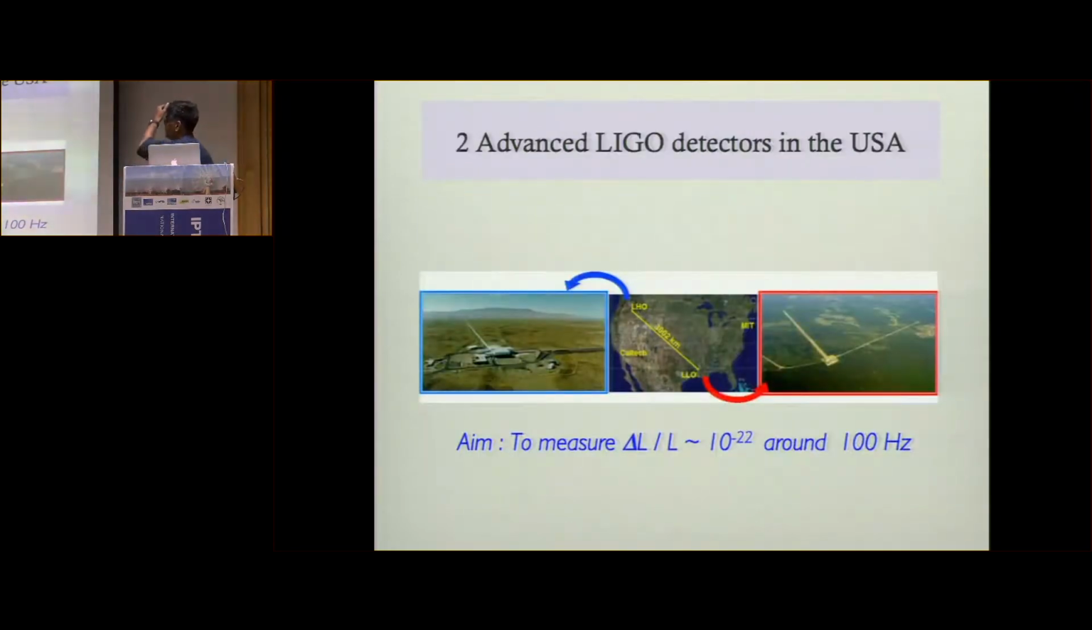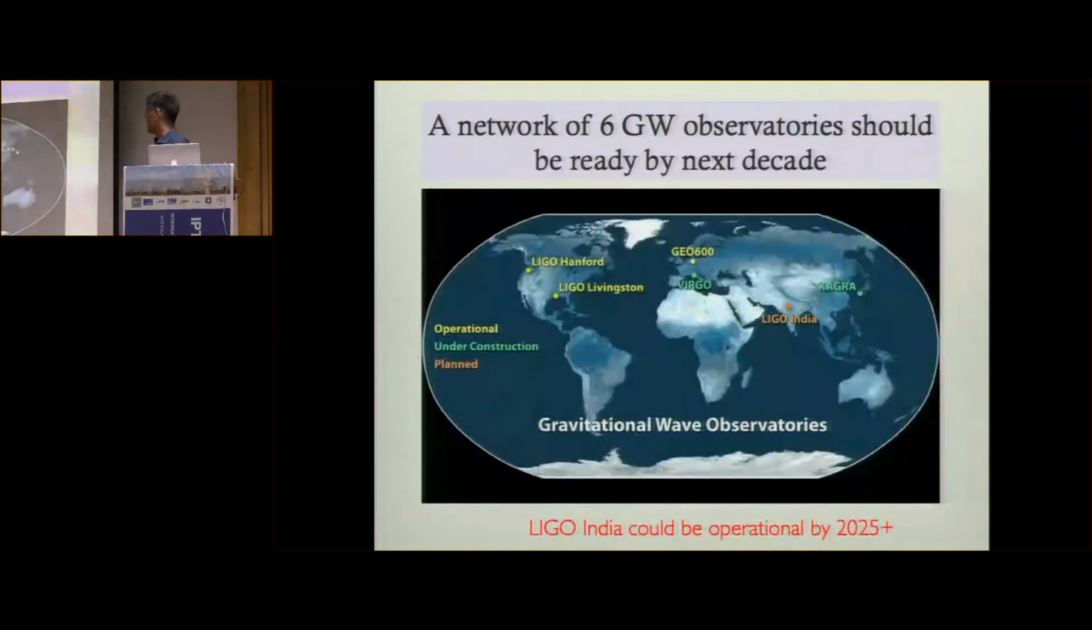Okay, so there are two LIGO interferometers which were operational at that time during GW150914. They were in the US, along the diagonal: this one is in Louisiana, that one is in Washington State. The aim was to pick up delta L over L, the so-called strain, around 10 raised to minus 20 at around 100 hertz.